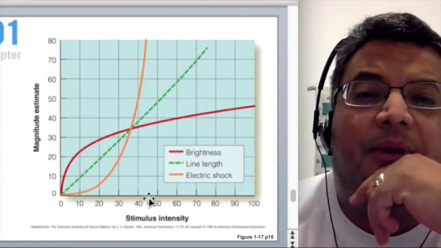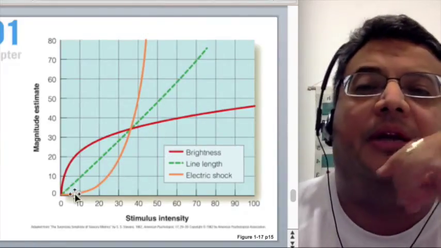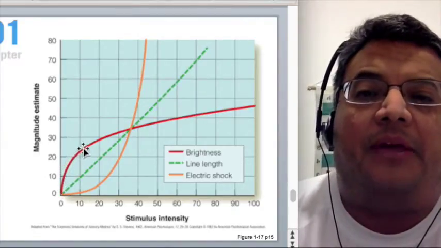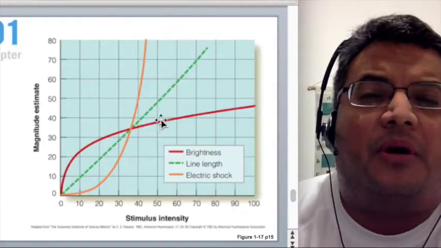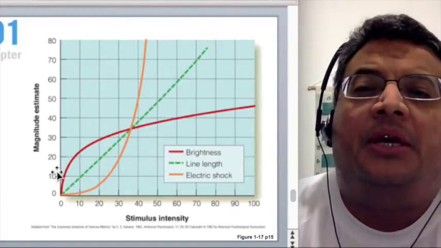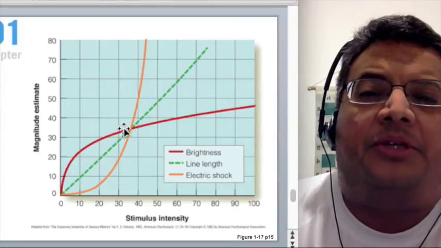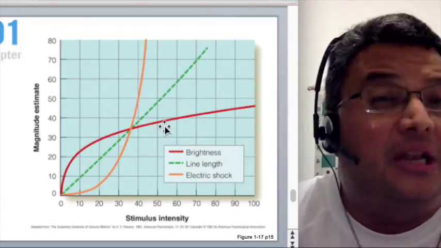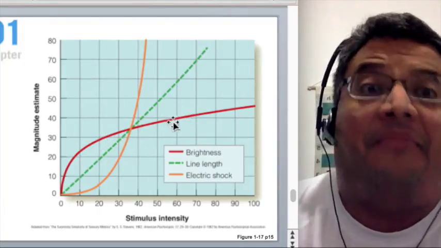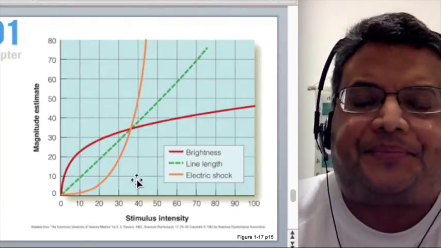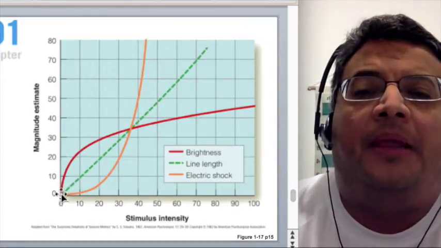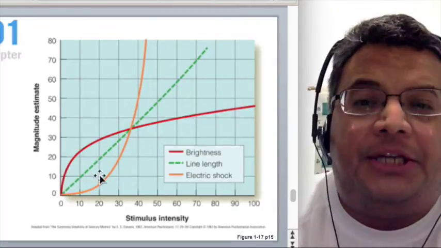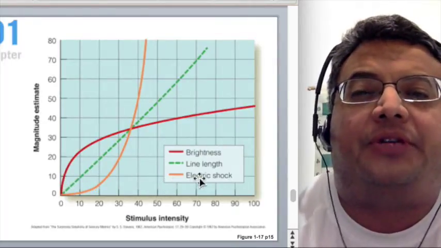Instead, for a lot of stimuli, for example light brightness, as the intensity increases we perceive an increase in magnitude, but after a while our eyes get washed out. No matter how much brighter you make it, it doesn't seem to get much brighter. We hit a limit as to how much brightness we can perceive, and that's response compression.